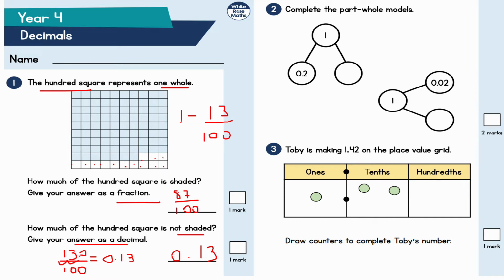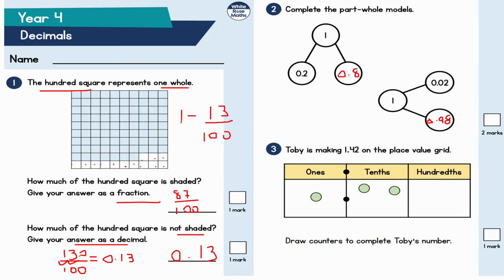This is question number 2. Complete the part whole model. 0.2 plus 0.8 gives me 1, so this is like a little tree here. This plus this has to equal this number here. Here I've got 0.02, so it's going to be 0.98, because 1 take away 0.02 gives me 0.98.